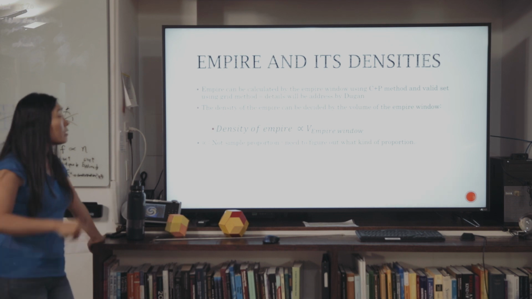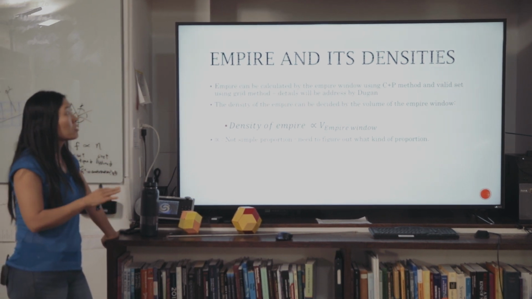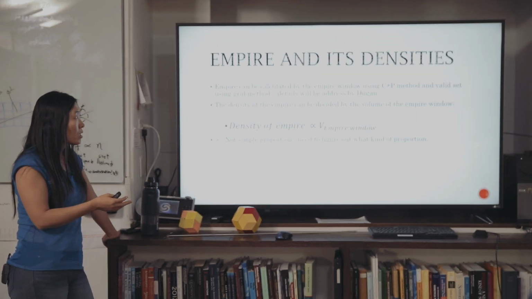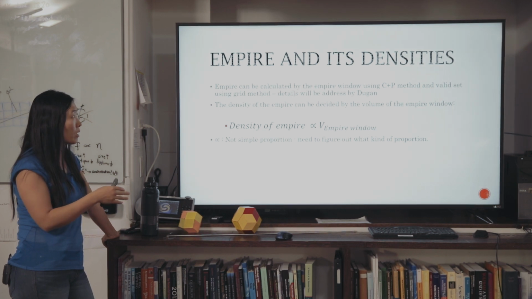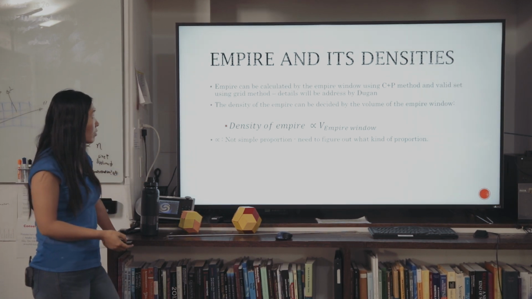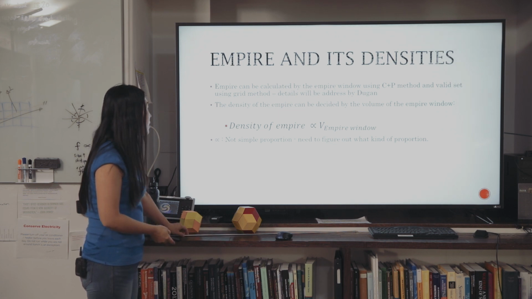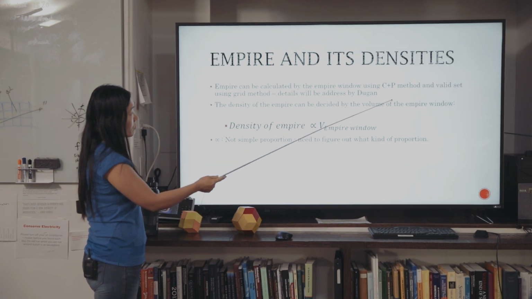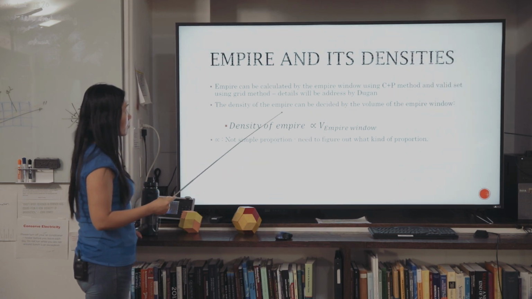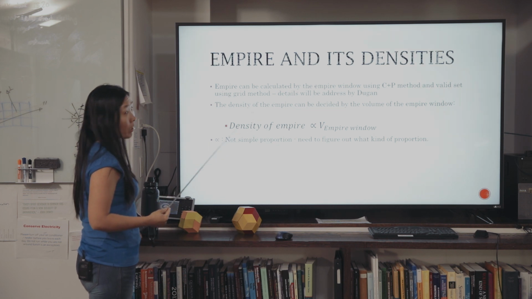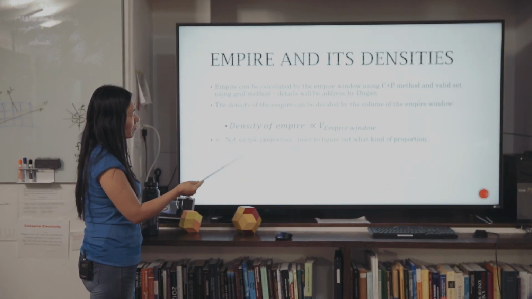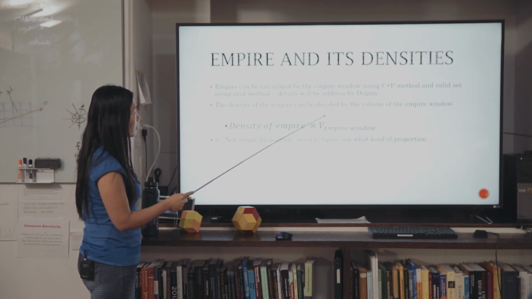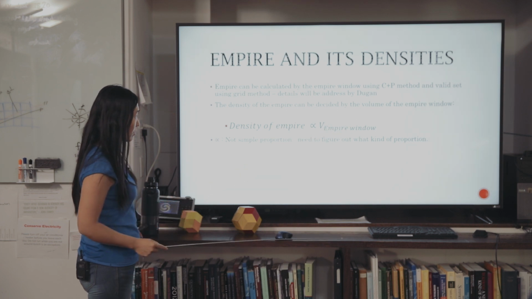Okay, the next thing I want to talk about is just a little bit about the empire and its densities, because it's related to this. They have certain relationships. Jugin's going to talk about more of the details, but I'm just using 1 or 2 slides. The empire can be calculated by the empire window, we already know, using the cut-and-project method, or the valence set using the grid method. Jugin's going to talk about it on Friday. I kind of covered a little bit of this before. And the density of the empire can be decided by the volume of the empire window.